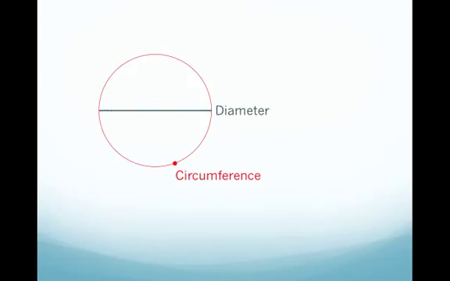The diameter is the distance from one side of the circle to the other side of the circle that goes through the center of the circle. The diameter d is also twice the radius r. The radius is the distance from the center of the circle to the outside of a circle.